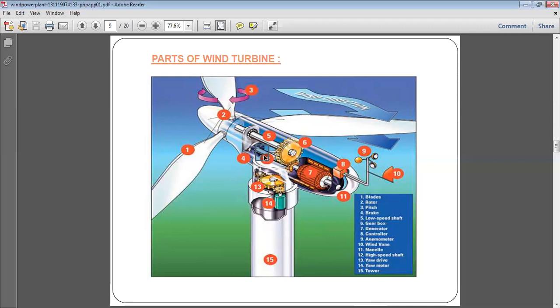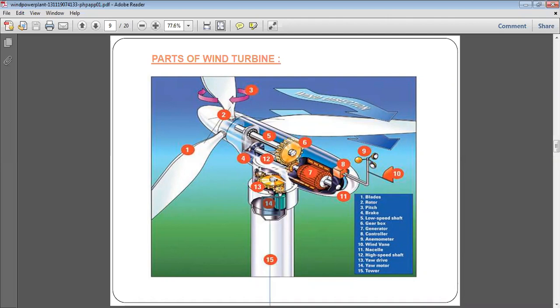So the yaw movement that we were talking about is controlled in this case by the yaw drive, and for the drive there is a yaw motor. This is connected to this. This is number 14, the yaw motor. There will be a rotary motion of the windmill, sliding in the direction of this. So it is being controlled by the yaw motor in this case.